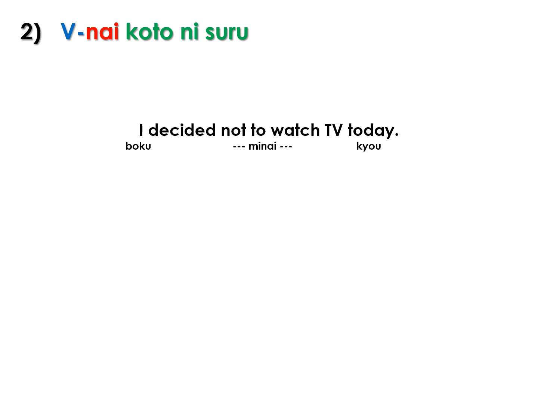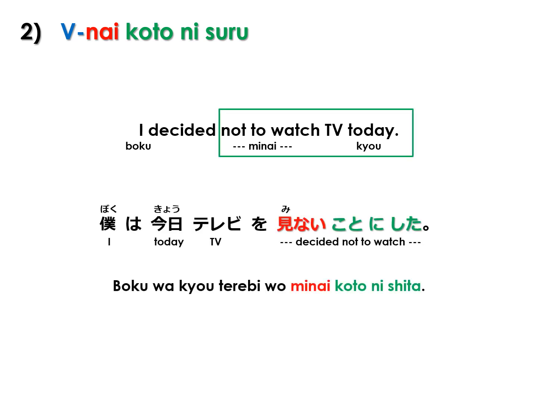Next structure is nai koto ni suru. I decided not to watch TV today. We nominalize not to watch TV today. In Japanese, boku wa kyou terebi o minai koto ni shita. And this is what we nominalized. Boku wa kyou terebi o minai.